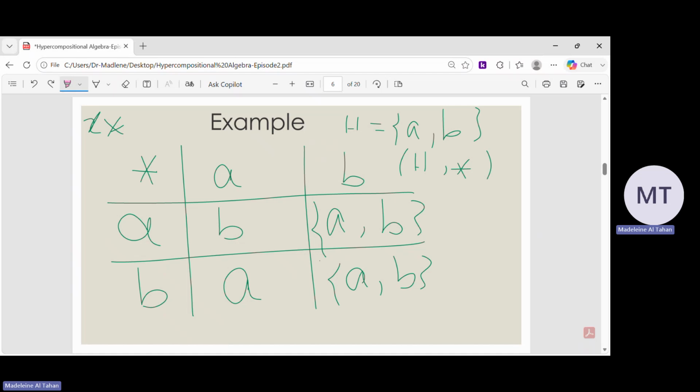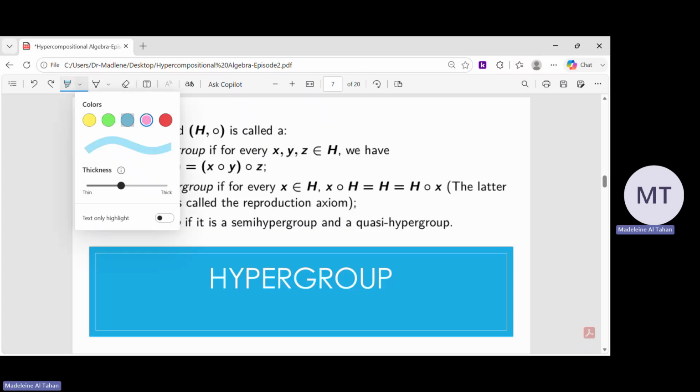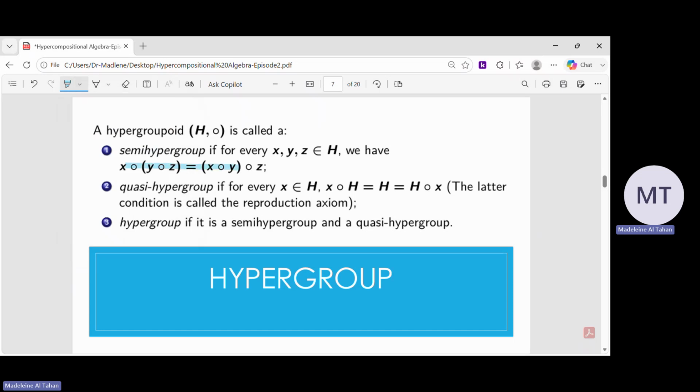The next step is to impose additional conditions. The first condition that we will consider is associativity. In case the hyperoperation is associative, we will arrive at a semi-hypergroup. And in case the reproduction axiom holds, we will arrive at a quasi-hypergroup. And in case both of them occur, meaning that it is associative and the reproduction axiom holds, we will get a hypergroup.